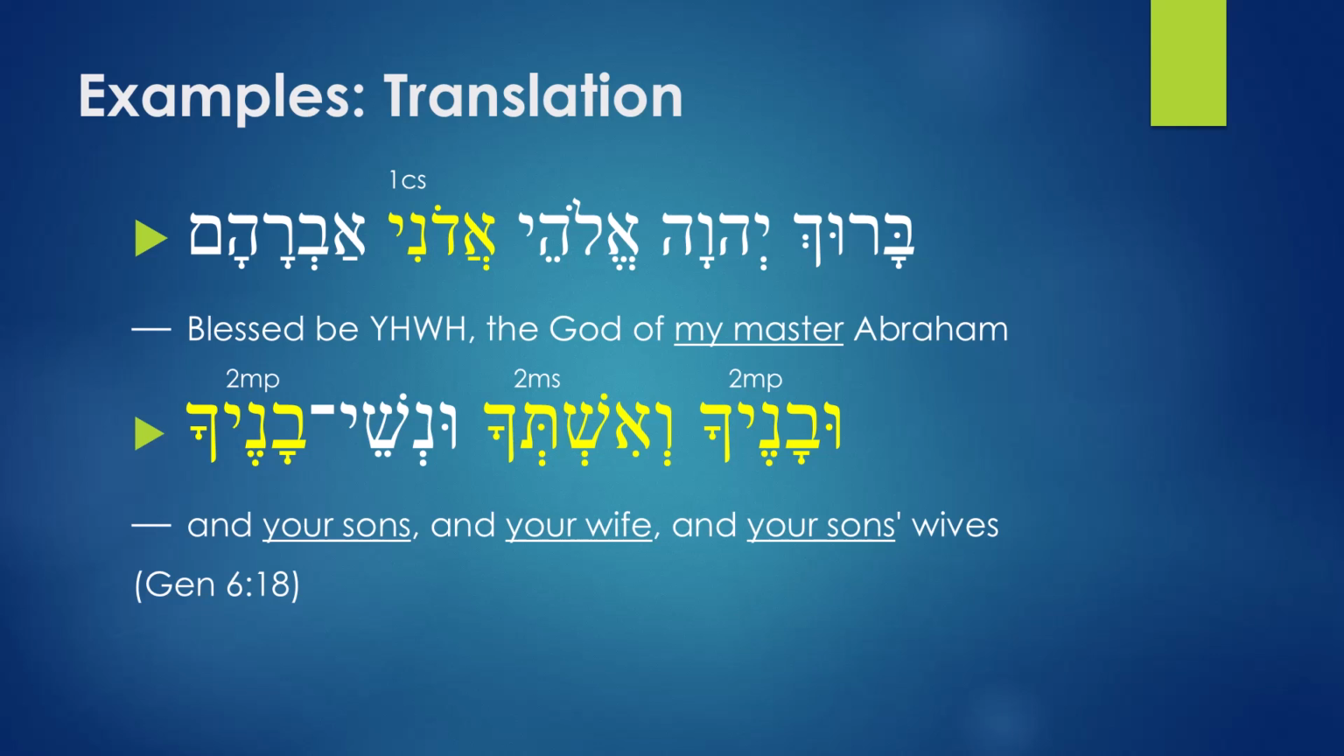So the entire phrase is going to be uvanecha veishtecha uneshe vanecha, and your sons, and your wife, and the wives of your sons. Or in other words, and your sons' wives. That's how you translate that.